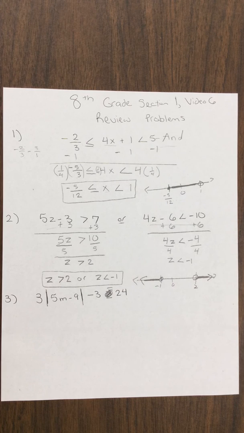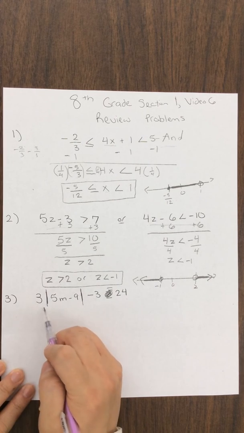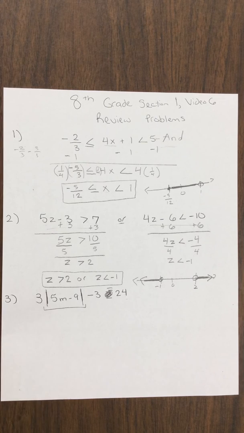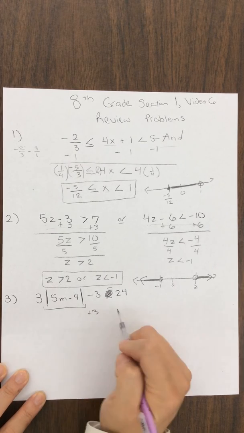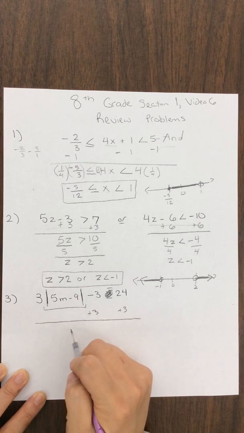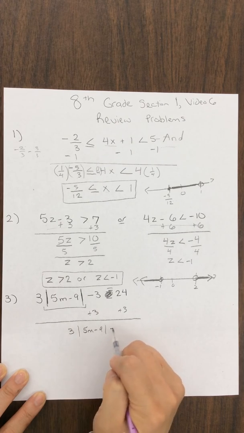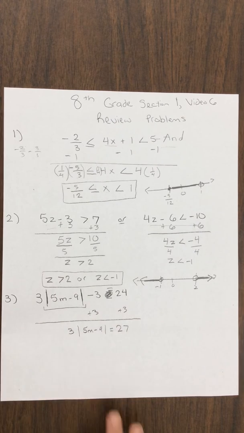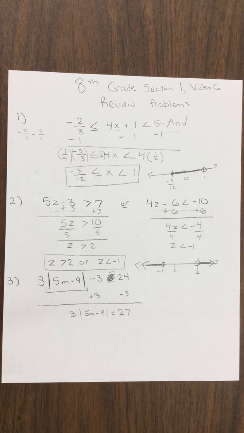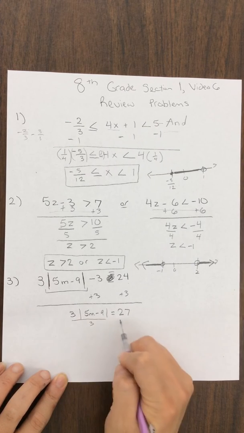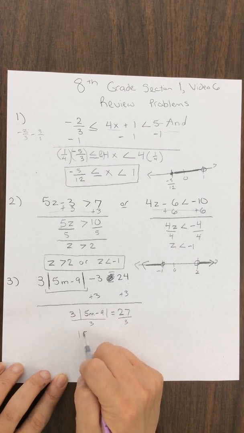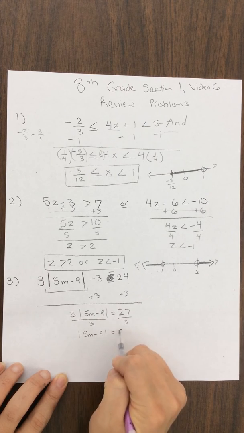Now with absolute value equations, as we talked about in class today, the very first thing you have to do is isolate, or get by itself, the absolute value expression. So I'm trying to get this part by itself right here. First thing I'm going to do is add 3 on both sides. When I add 3 on both sides, I'm going to have 3 times the absolute value of 5m minus 9 is equal to 27. Now to get the absolute value expression by itself, I have to divide both sides by 3. So I'm going to divide both sides by 3, and I'm left with the absolute value of 5m minus 9 is equal to 9.